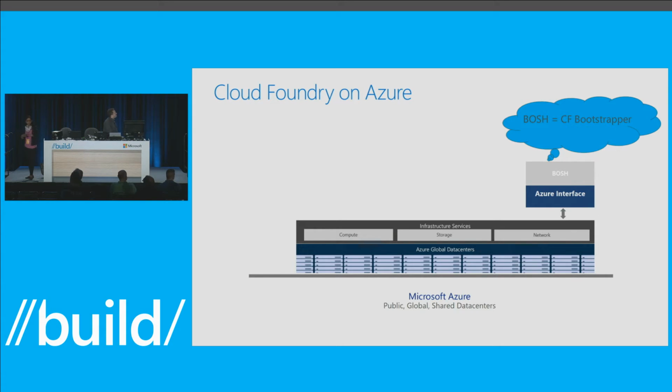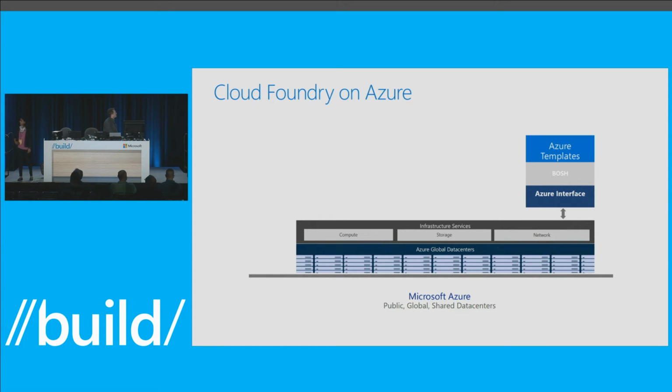BOSH is equivalently a CF bootstrapper. So what we have done as our open source project is to implement an Azure interface. It's called a CPI, Cloud Provider Interface. Every cloud has its own CPI, and we have implemented the Azure CPI. In addition, we have also integrated with Azure templates. So this BOSH CPI can now deploy Cloud Foundry on Azure virtual machines.